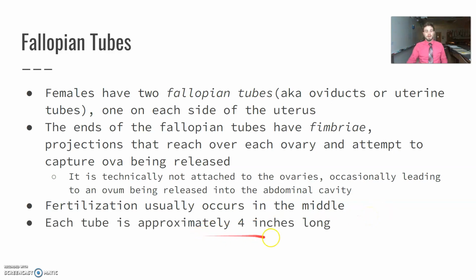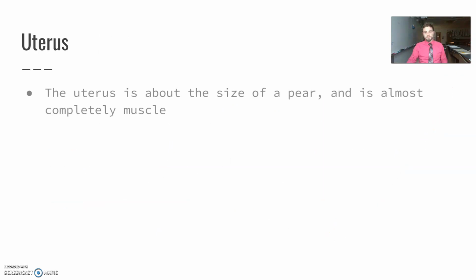And the fallopian tubes are approximately 4 inches long. Remember, the ovaries are about 3 grams, almond shaped, so these structures are fairly small. The uterus is about the size and shape of a pear, basically completely muscle outside of some of the blood vessels and connective tissue that run through it.